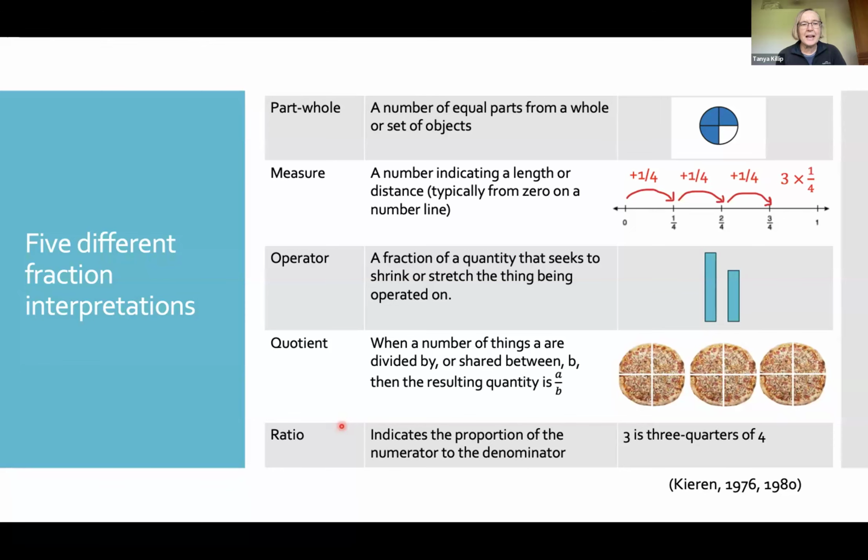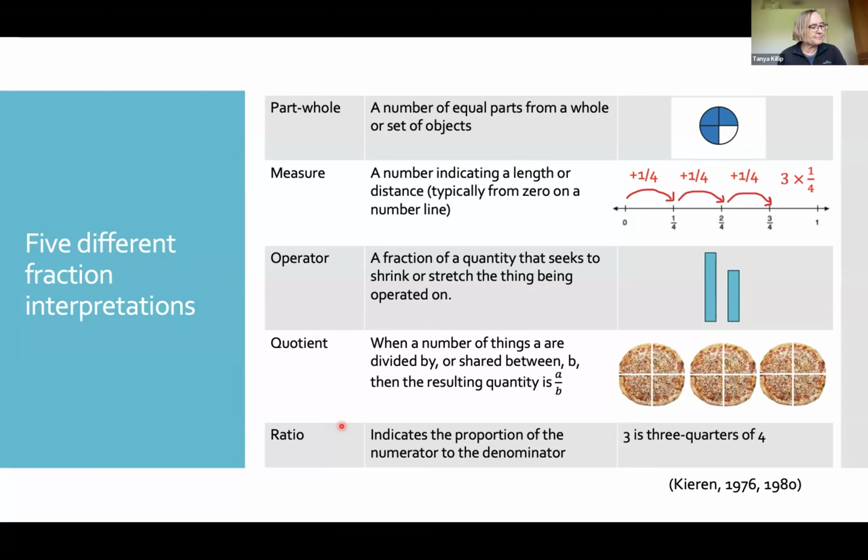So first of all, the part-whole interpretation involves seeing fractions as a certain number of equal parts selected from a whole number of parts or set of objects. So for example, this circle here is divided into 4 parts and 3 parts are selected, so that represents the fraction 3/4.